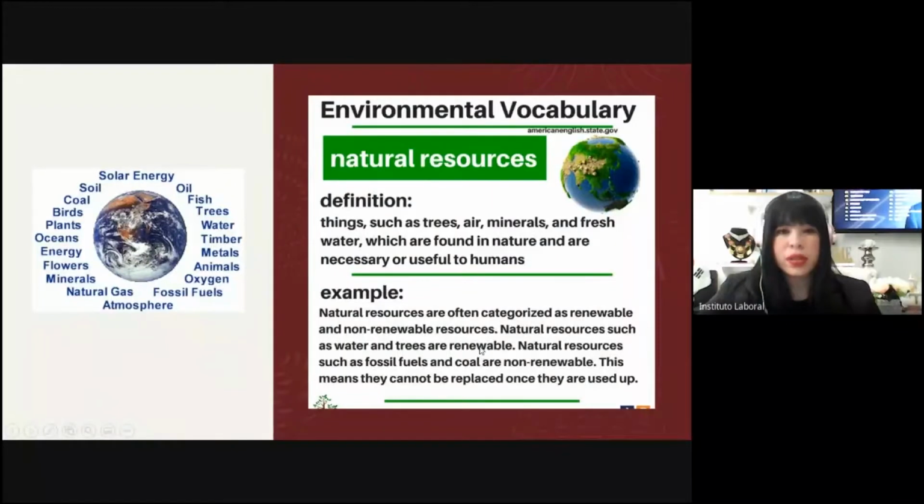Natural resources are the things such as trees, air, minerals, and fresh water which are found in nature and are necessary or useful to humans. Natural resources are often categorized as renewable and non-renewable resources. Natural resources such as water and trees are renewable. Natural resources such as fossil fuels and coal are non-renewable. This means they cannot be replaced once they are used up.